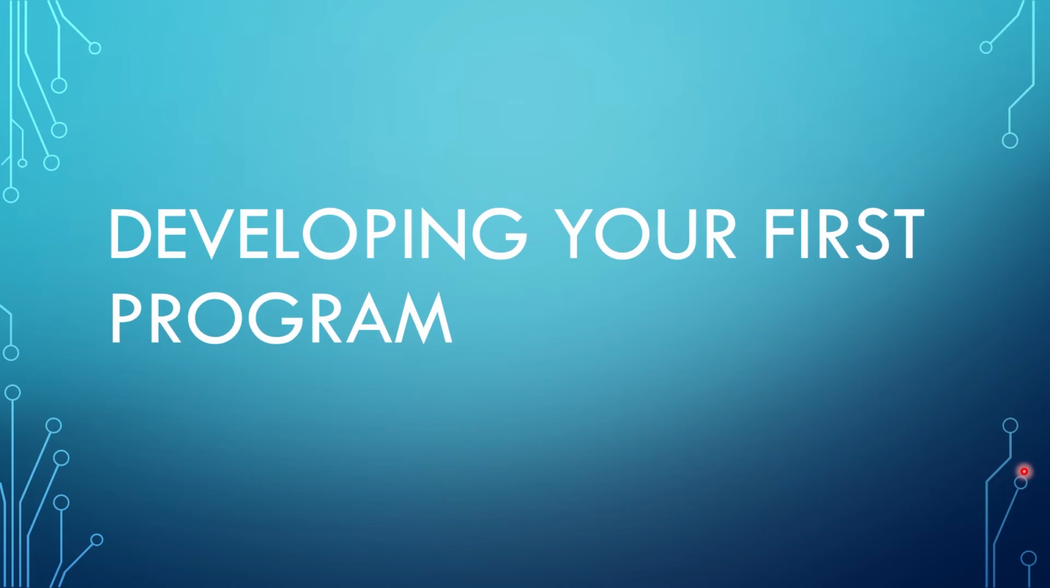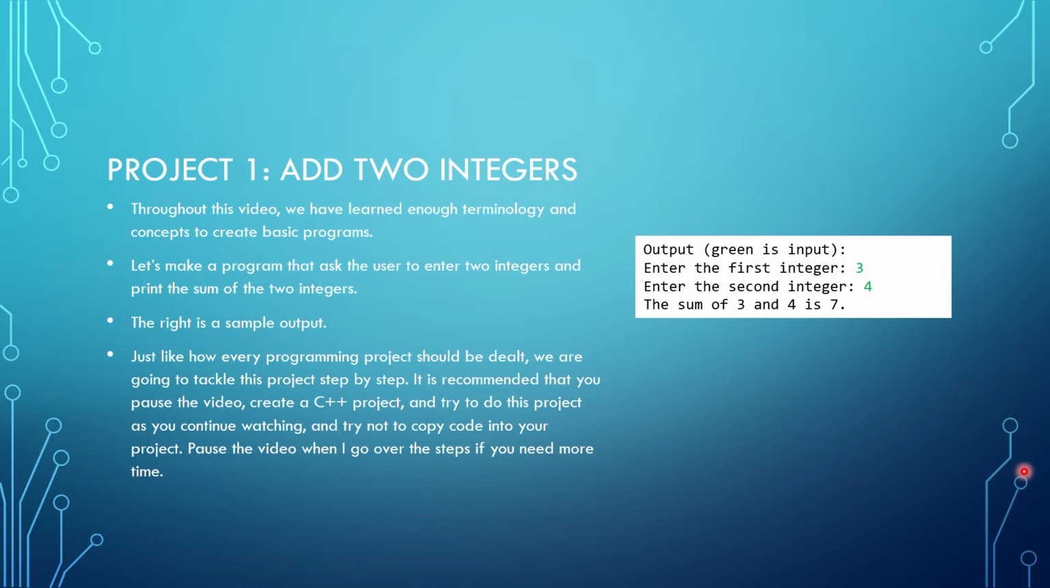Now, developing your first program. Throughout this video, we have learned enough terminology and concepts to create a basic program. So let's make a program that asks the user to enter 2 integers and prints the sum of the 2 integers. Over here we have an example of the output, and the green is the input. It asks for the first integer, the user inputs the first integer, it asks for the second integer, the user inputs the second integer, and then it outputs the result.